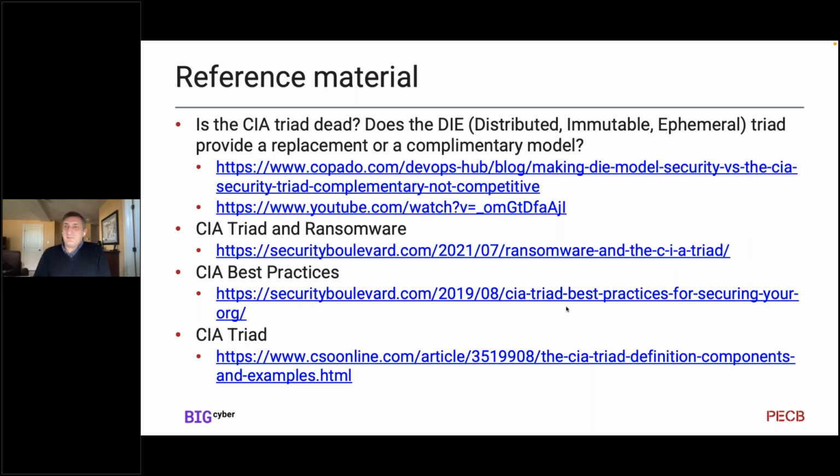I actually saw this topic for the first time at a Black Hat conference out of Vegas, and it was presented online during the pandemic. Someone was making the argument, and it seemed more sensationalized than they were actually making it out to be, but they were saying that the CIA Triad was dead and it should be replaced with a DIE Triad. Remarkably enough, that spells die, which also sounds like dead, but that isn't what they were trying to do. The DIE Triad, as I mentioned, is focused more on infrastructure.